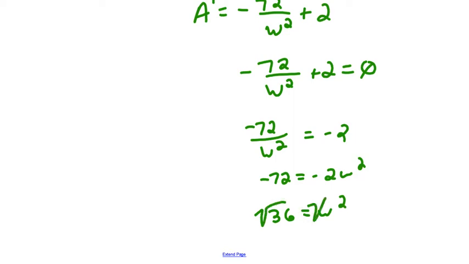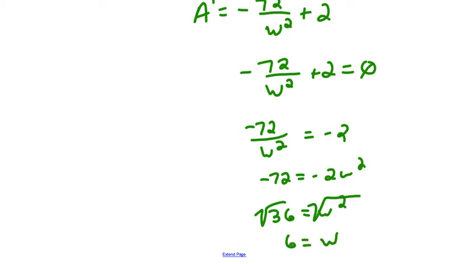Now, we would have a plus or minus here, but we're talking about a width, so we can't really have a width of negative 6 inches. So, like I said, even though we could have the plus or minus when we do a square root, we're going to ignore the negative because there's no such thing as a negative length. So our width is 6.